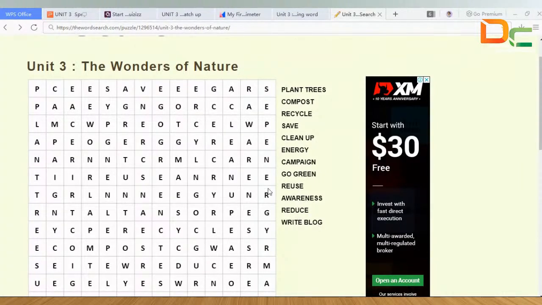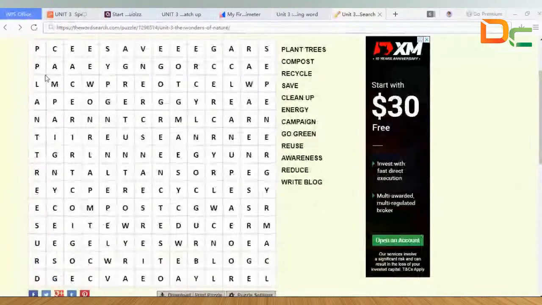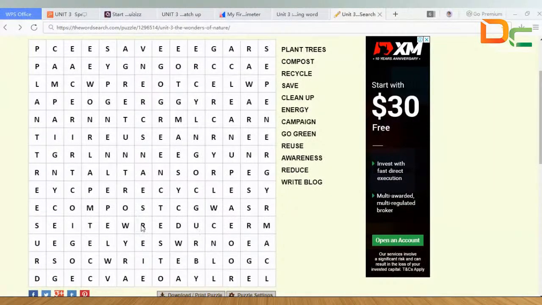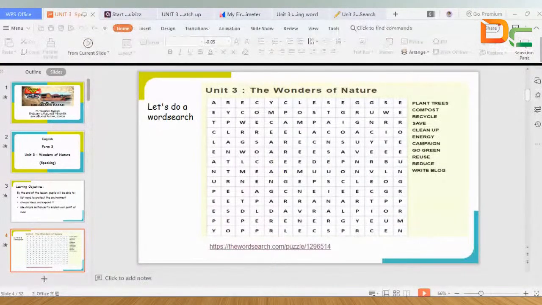Okay, let's look at our word search. I have found one word here. I found reuse. One more: save. This is our word search, so you can play later. Okay, I'll be moving on to the next slide.